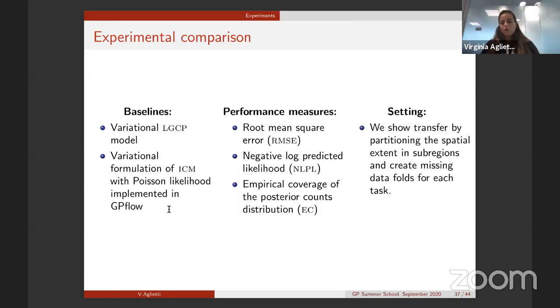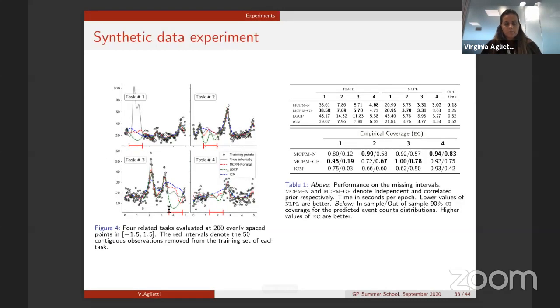So the idea of all of these experimental comparisons is to show the benefits of multitask methods. The idea is to show transfer by generating areas of missing data and trying to recover the intensity in these areas of missing data. Okay, so let's get started with some synthetic data.